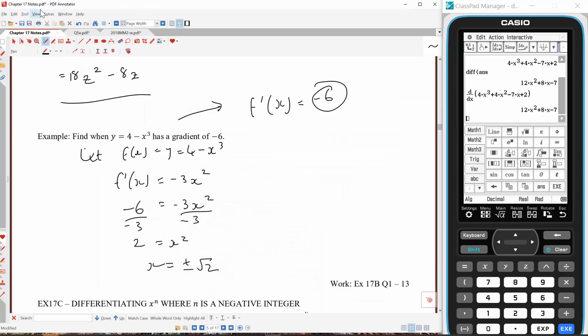So 17B, questions 1 to 13 are all going to involve using derivative by rule.